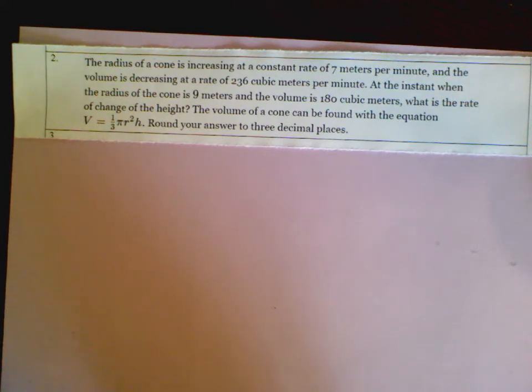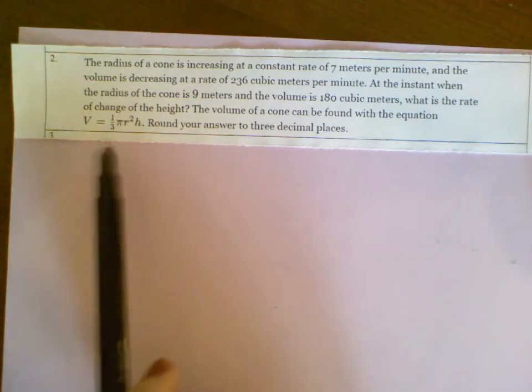At the instant when the radius of the cone is 9 meters and the volume is 180 cubic meters, what is the rate of change of the height? And then the volume of a cone can be found with this equation.